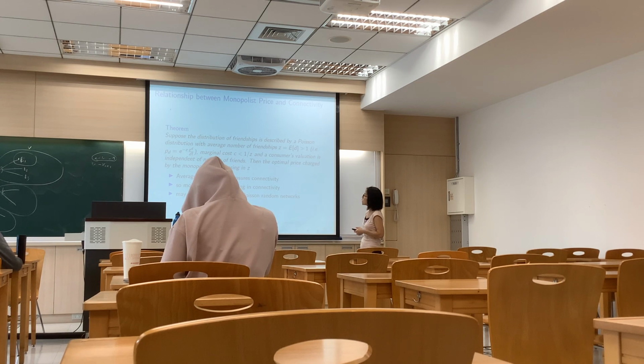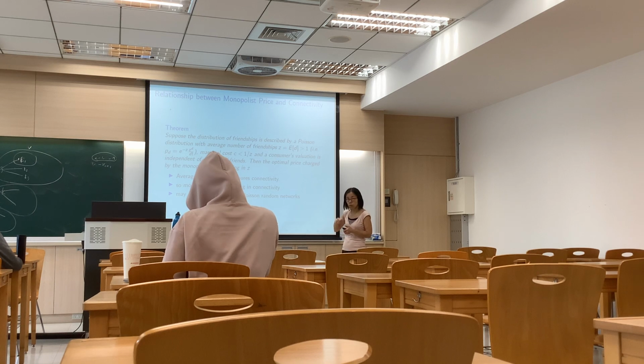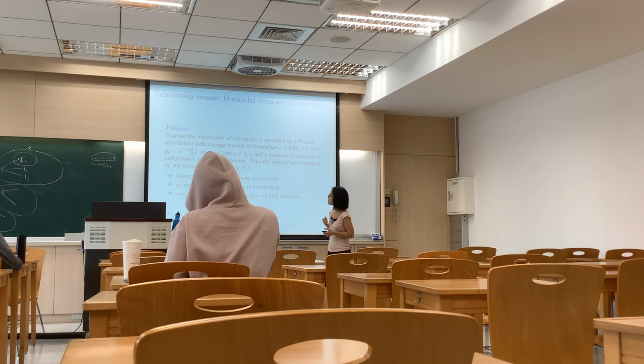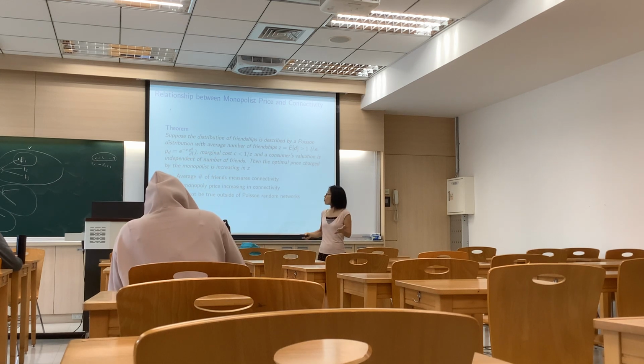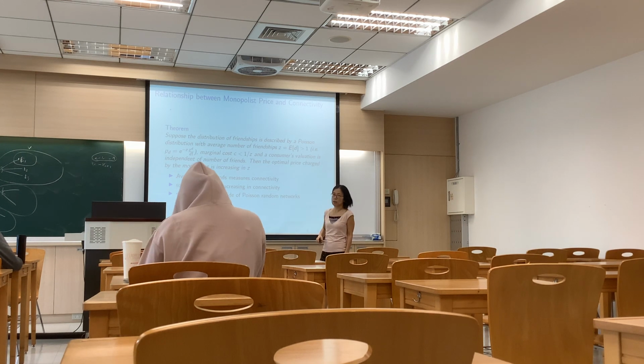Then the optimal price charged by the monopolist is increasing in the expected number of friends. So the expected number of friends measures connectivity. This result is saying that the optimal monopoly price is increasing in connectivity. But this may not be true outside Poisson random networks.